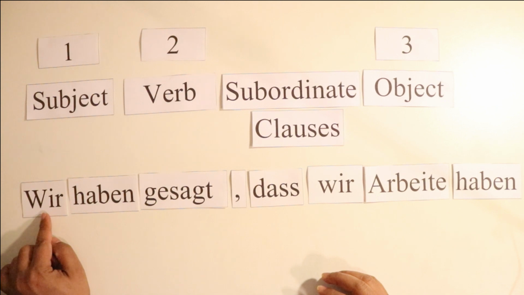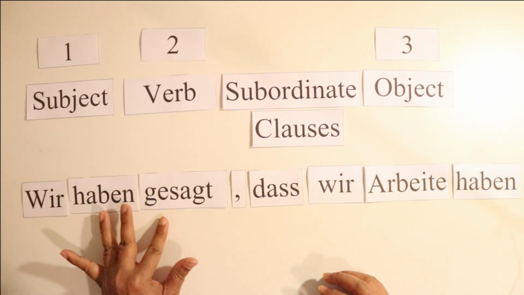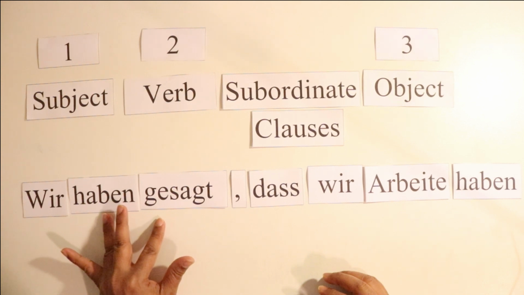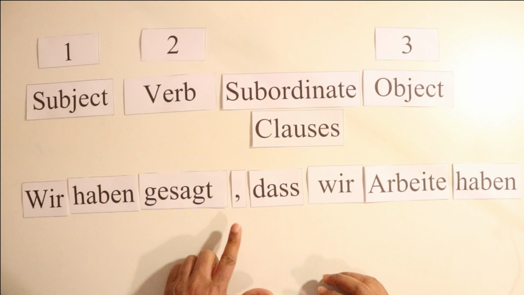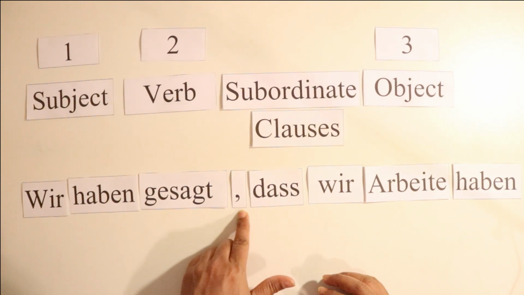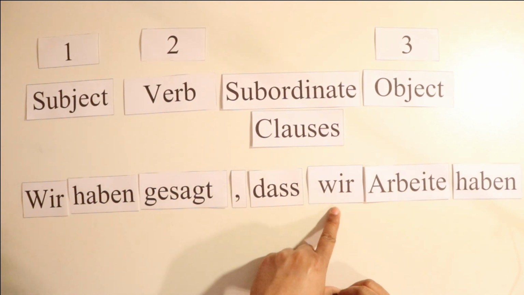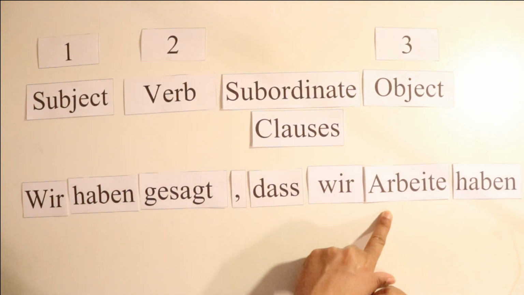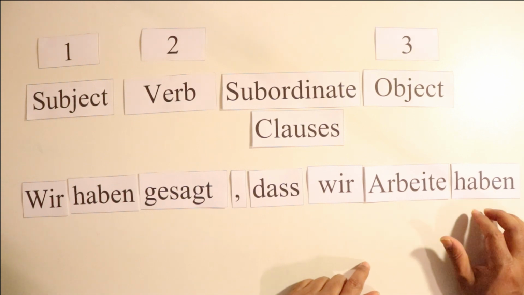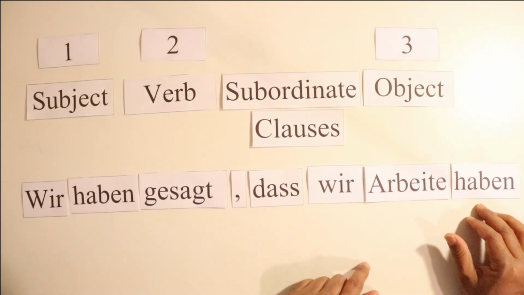At first the subject, then there will be the placement of the haben verb or sein verb, then the perfect form, then we must put a comma in front of the subordinate clause, and then again subject, object, and then in the last there will be the placement of the main verb.